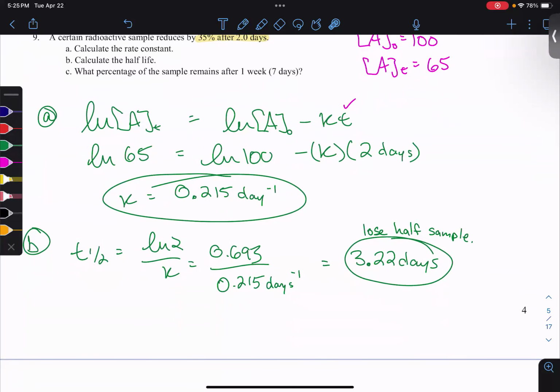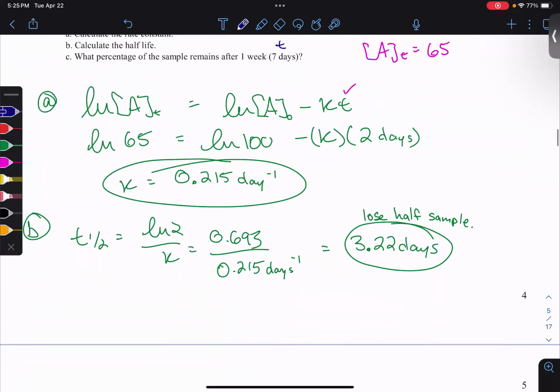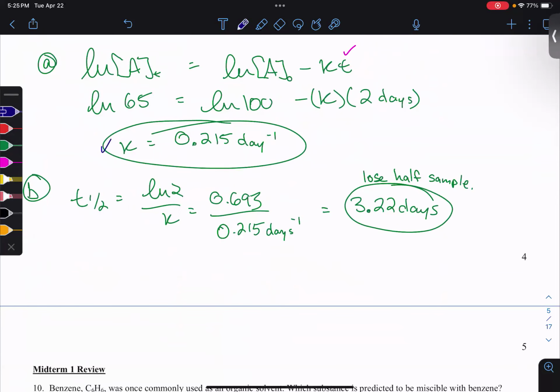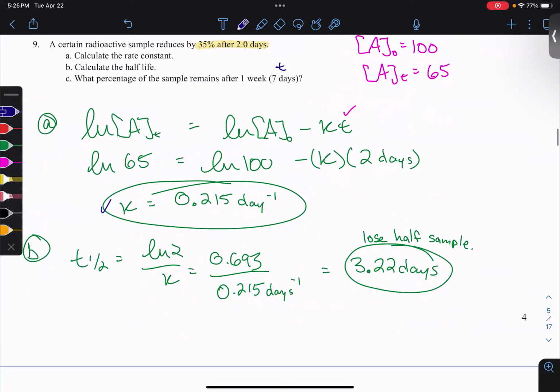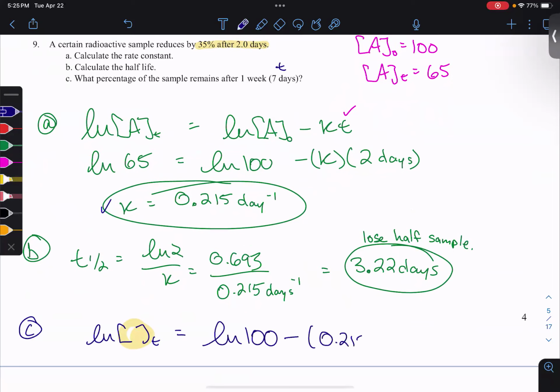You can either use the integrated rate law. That's probably what I would do, because 1 week, 7 days, that's t. We already know what k is. So I would just stick those numbers into the integrated rate law. So natural log of A sub t, that is what I'm solving for, equals natural log of 100 minus k, 0.215 days to the negative 1, times 7 days.